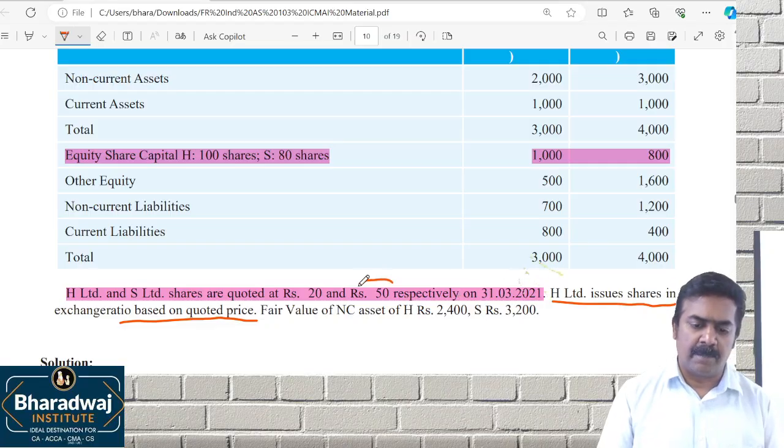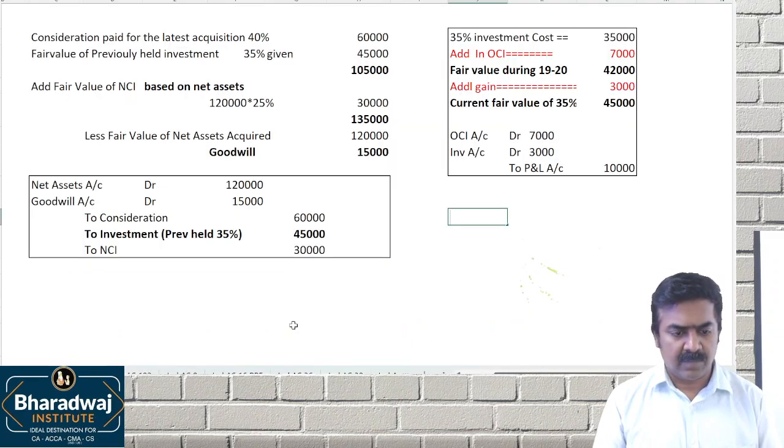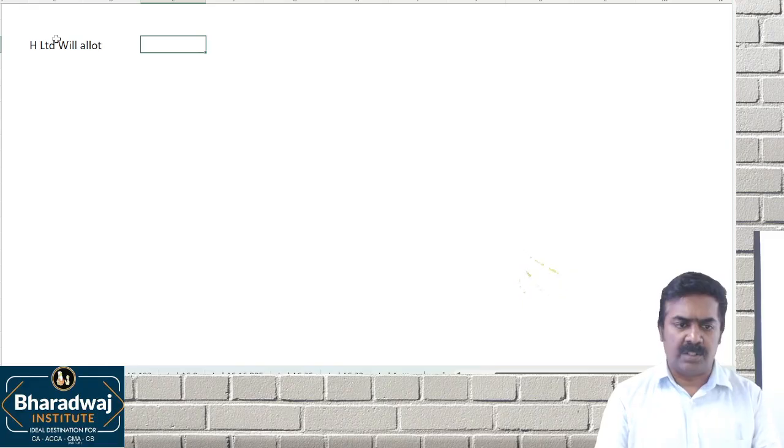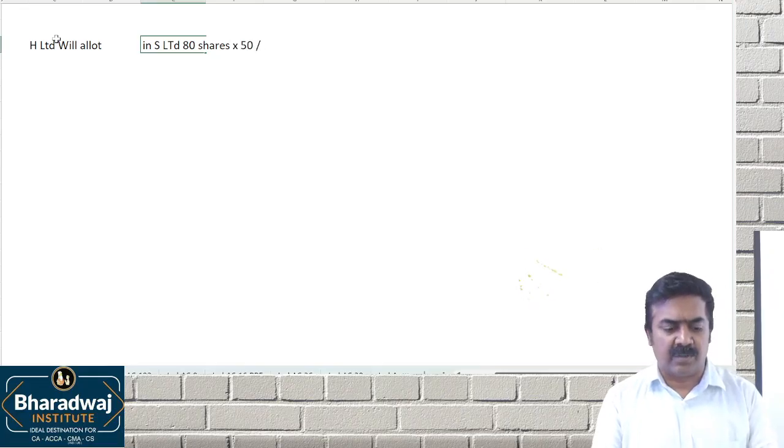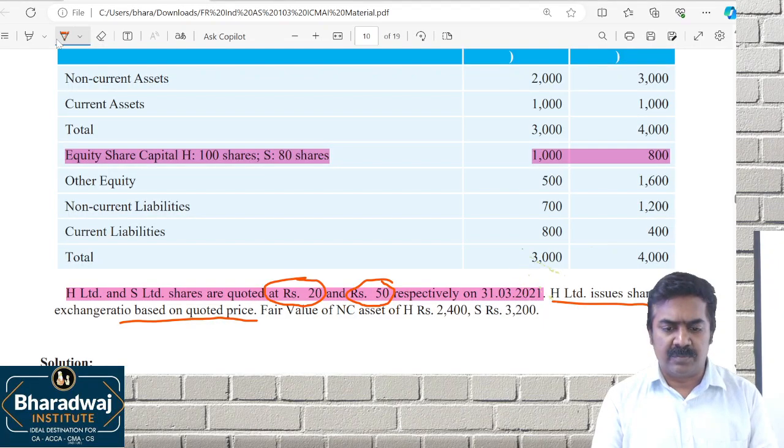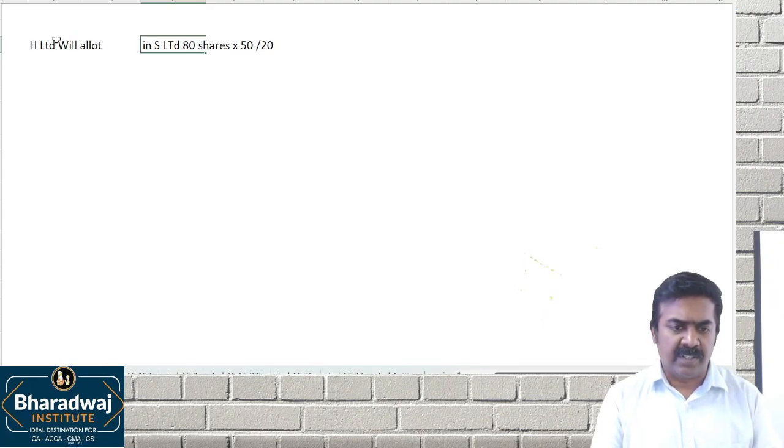Holding company will allot the shares based on quoted price. They have given the quoted price: 50 rupees for their share, and for this one, 20 rupees. How many shares will H Limited allot? In S Limited, how many shares are there? 80 shares are there, into 50 divided by 20. If you do 50 divided by 20, it will be 2.5 shares.